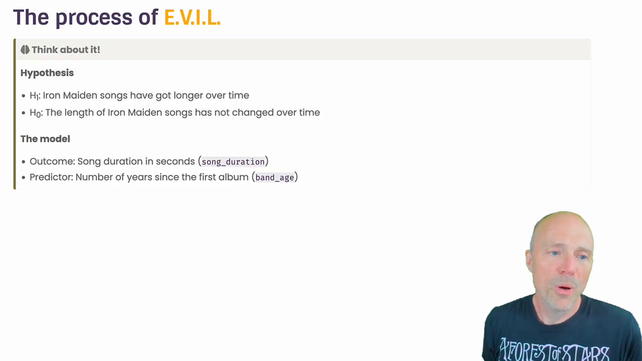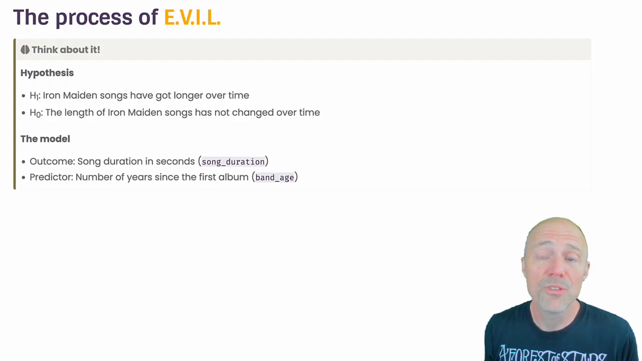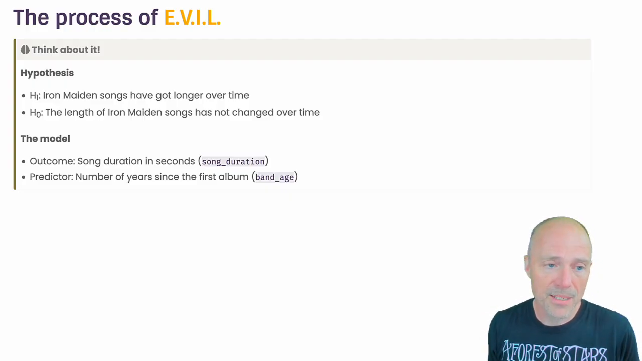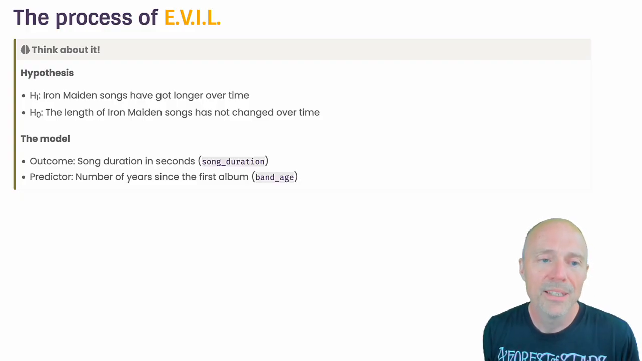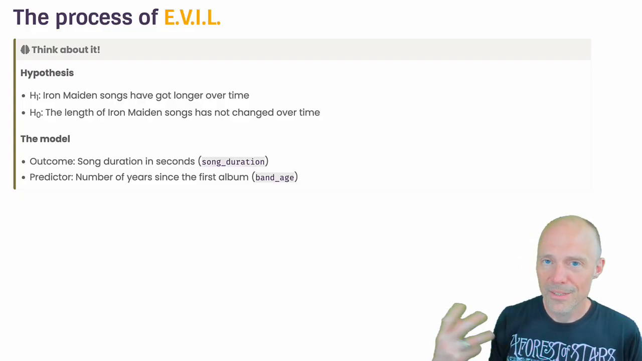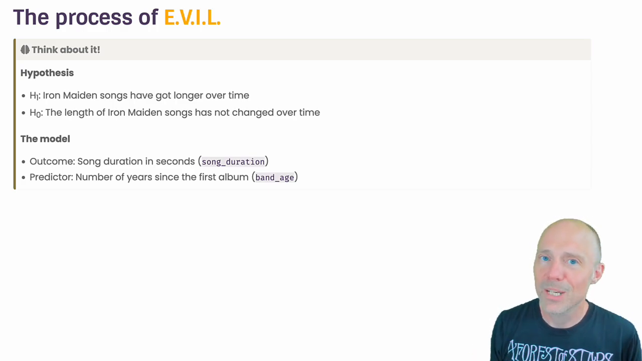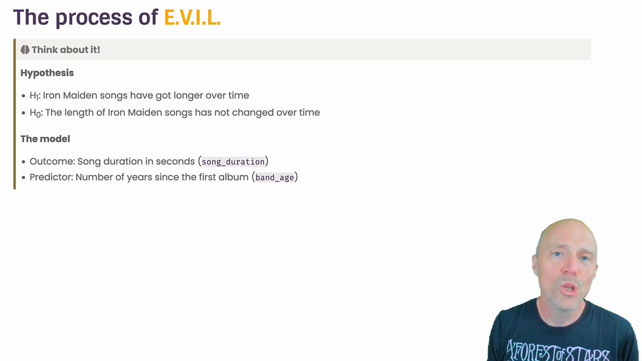So let's say we had a hypothesis we wanted to test. One of the things in the data is the length of the song. And let's say I have a theory that their songs have got longer over time. So we just want to look for a simple relationship between time since the band were formed and how long the song is.